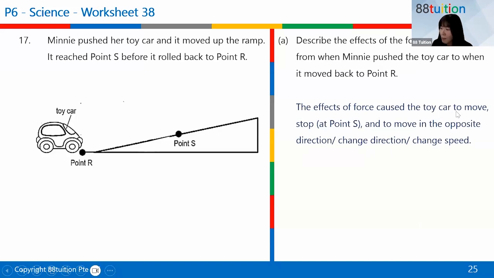So the toy car started moving, right? But it stopped at S. And then it moved in the opposite direction, changing direction and changing speed, because moving up is slower, moving down is a lot faster. So we all know that. Because of her push, this is the force she has exerted, she caused the car to move. But the car stopped at S due to frictional force, right? So that's the effect of forces. Then it started to move in the opposite direction due to gravitational force pulling it downwards. So these are all the effects of forces.